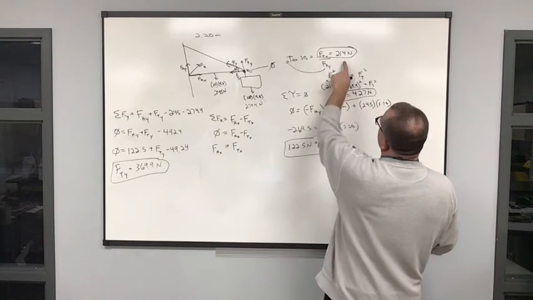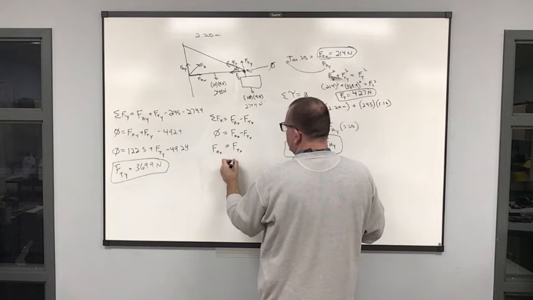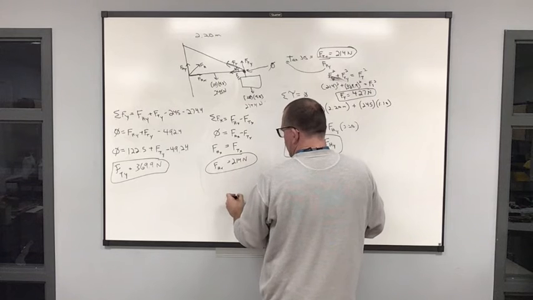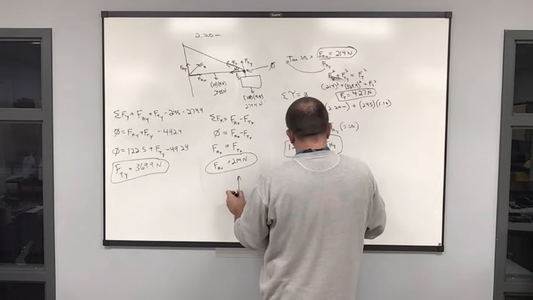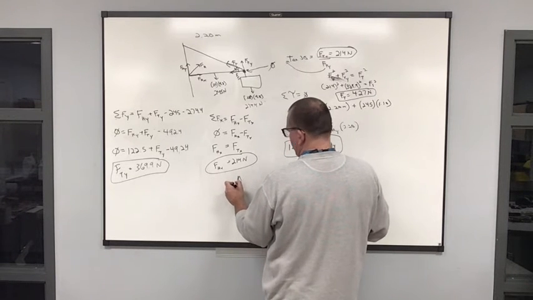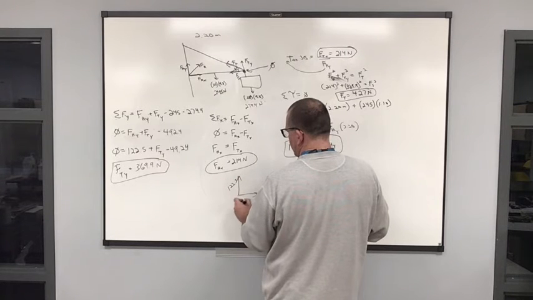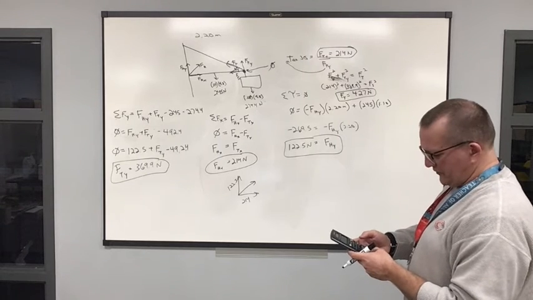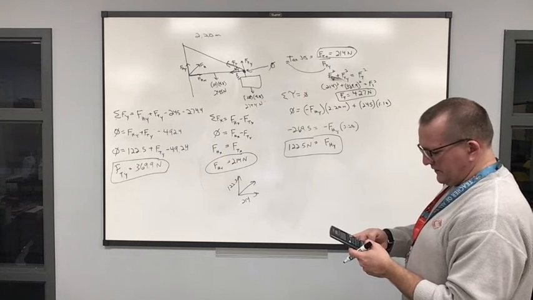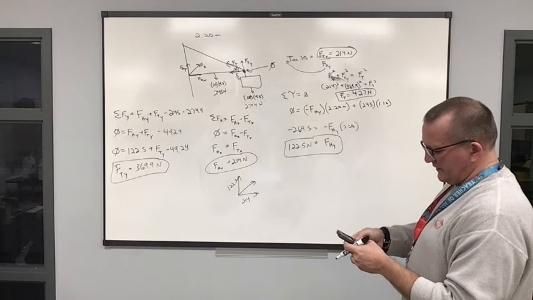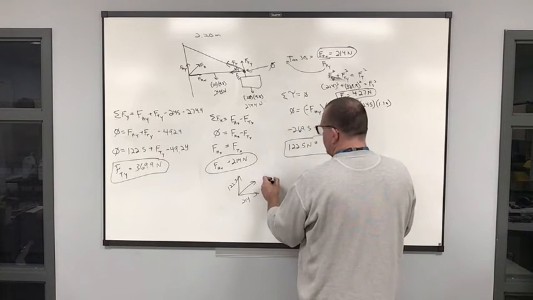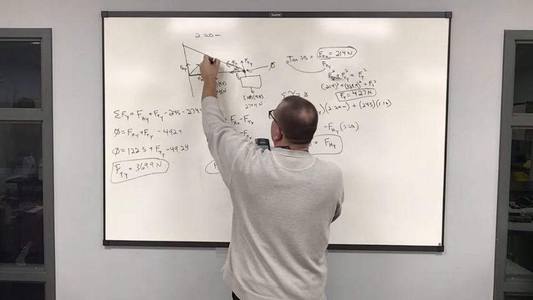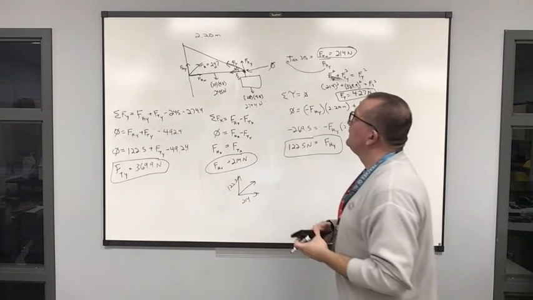So I take my F_H of x, which is 214. If my F_H of y is 122.5, and x is 214, I can do the Pythagorean theorem to find that. So 122.5 squared plus 214 squared, take the square root of my answer. I get the force here of the hinge. It's 247 newtons. So I can solve for all that.